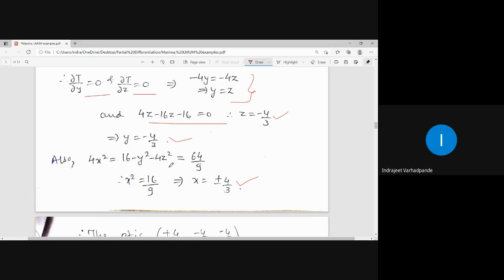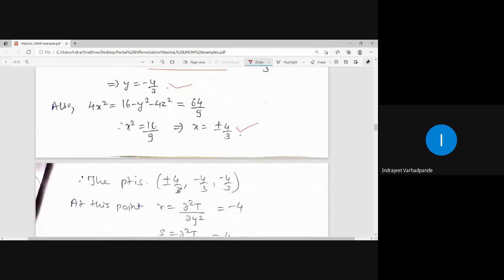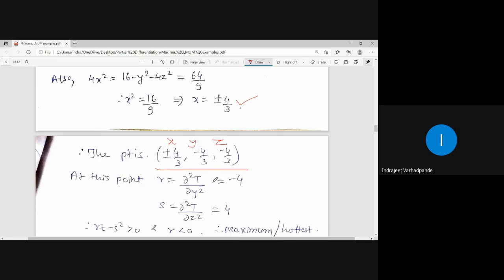So what will be the hottest point on the surface given by? The hottest point on the surface is given by plus minus 4 by 3, minus 4 by 3, minus 4 by 3. Now to confirm the maximum hottest point, we have to check for maximum. So what is R coming out as? Del 2 t by del y square, which is less than 0. S is this. RT minus S square should be greater than 0.